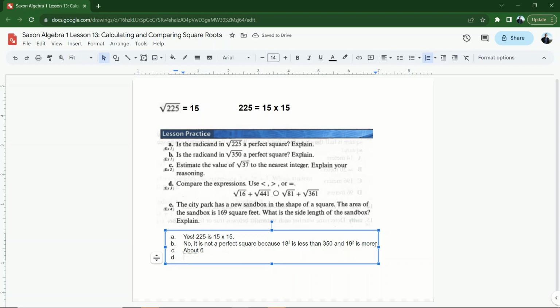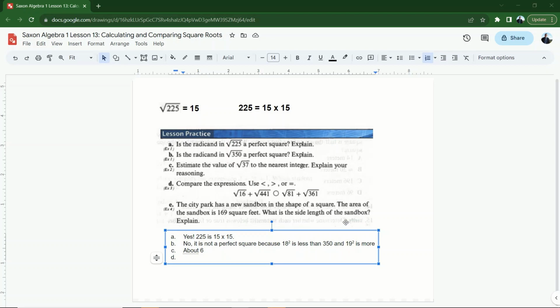All right, compare the expressions using less than, greater than, or equal to. What I'm going to do here is compare by calculating the square roots and then doing the operation. In this case, I'm going to add things together. And let's see, 441 is one. I'm not 100% sure. I think it's 21 squared. I'm just going to work this on the side. Yes, 21 squared is 441. So that means the square root of 441 is 21.